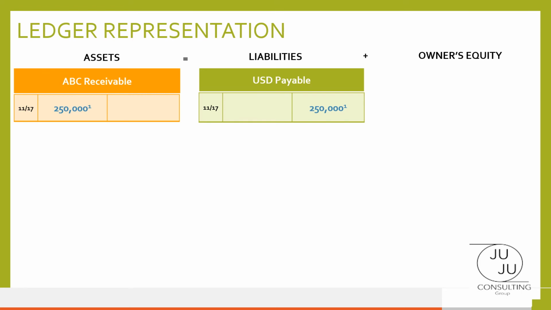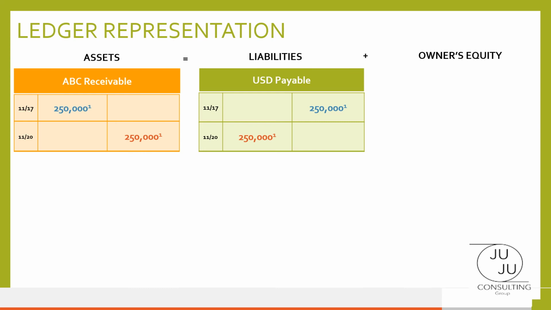Now, let's look at what happens on value date of November 20th. On November 20th, it's actually the day that we receive our securities, but it's also the day that we have to pay cash for those securities. So on November 20th, we will credit the ABC receivable account to reflect the fact that we received the securities, and we need to debit the USD payable account to reflect the fact that we paid for those securities, so we don't owe anything anymore.